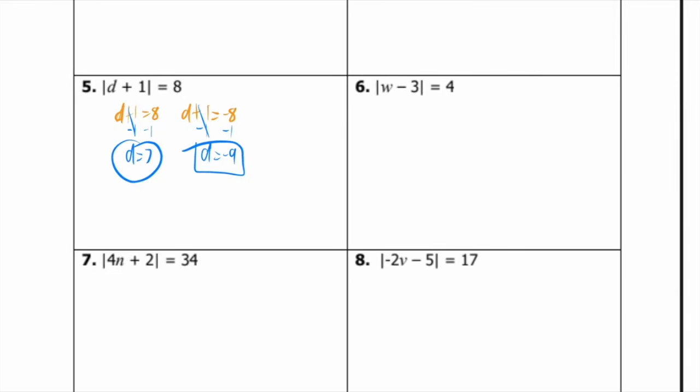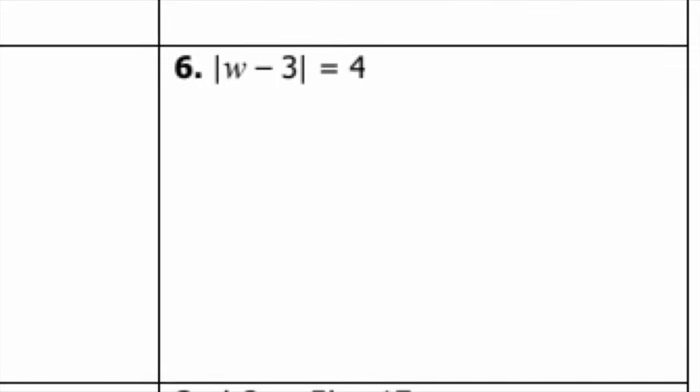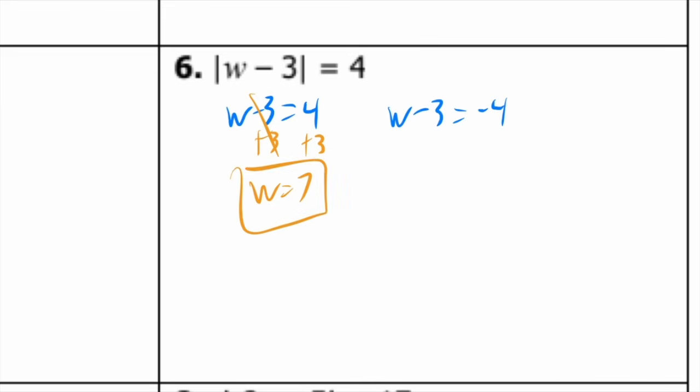Moving on to number 6 here, the absolute value of w minus 3 equals 4. Since the absolute value bars are isolated, with nothing outside of it, we are going to go ahead and make our 2 equations. W minus 3 equals 4, and w minus 3 equals -4. Solving each equation by adding 3 results in w equals 7 as one answer. And the other equation, we add 3 to both sides, and we end up getting w equals -1.